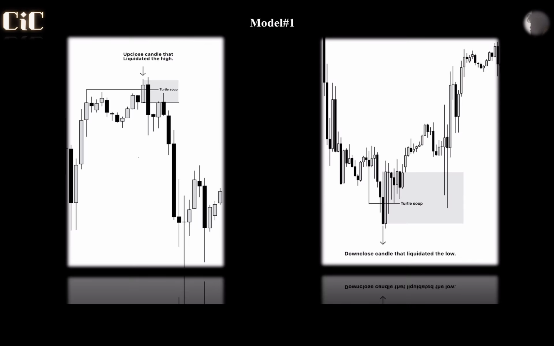Next up, you have the famous model number one. Now, model number one simply refers to the up close candle that liquidated the high, or the down close candle that liquidated the low. This one specific candle, again, you'll notice this pattern in my speech, which is speaking about one specific candle in each trade.